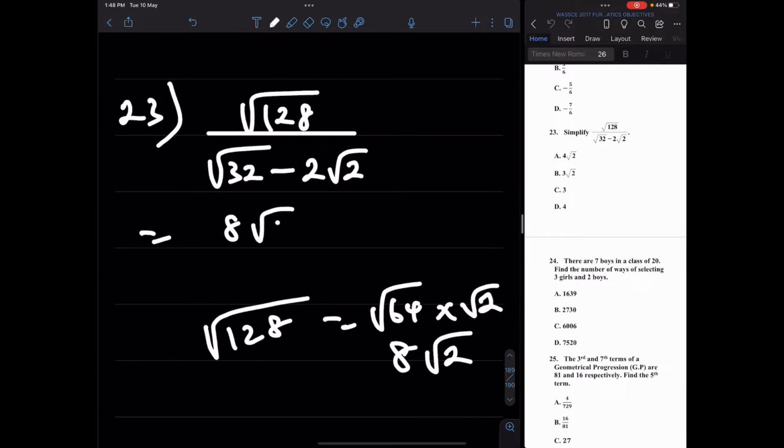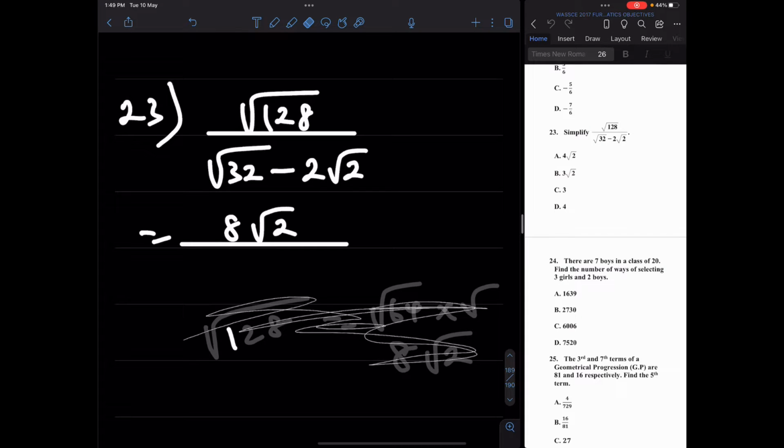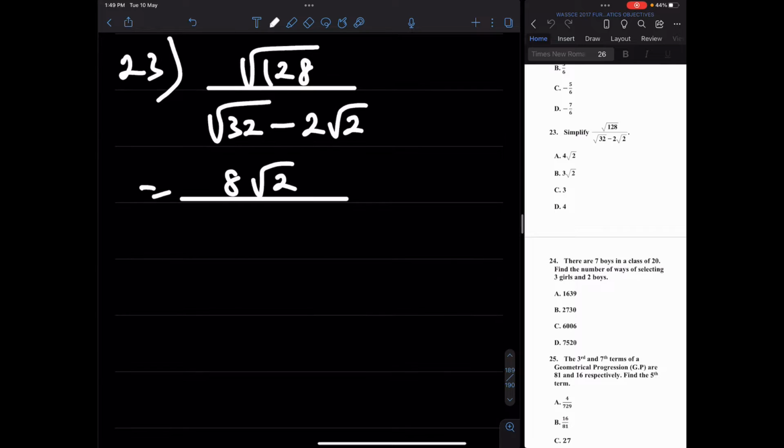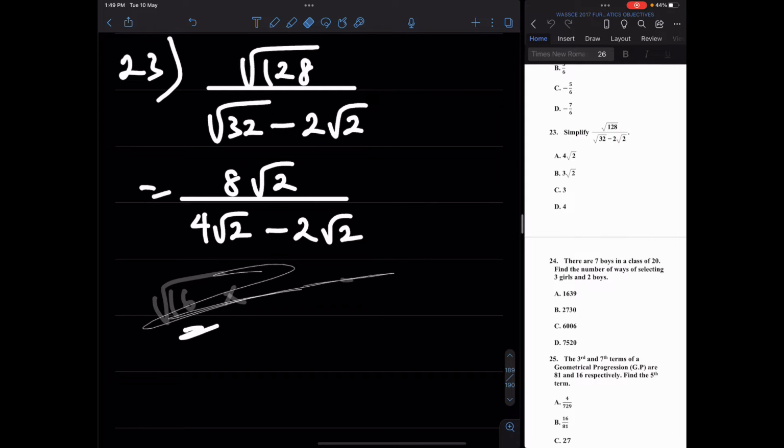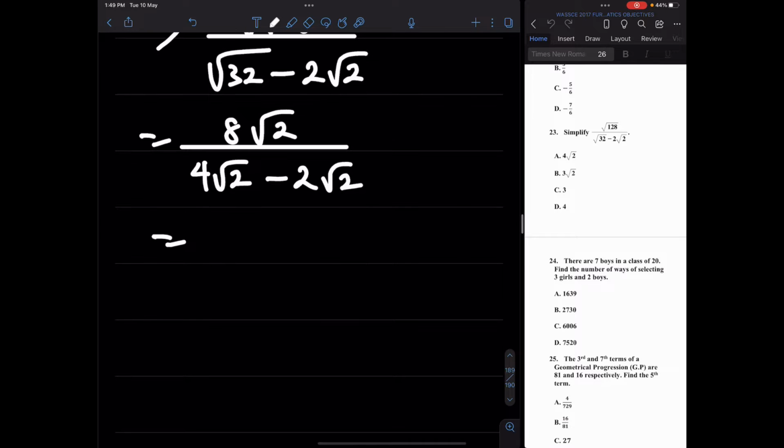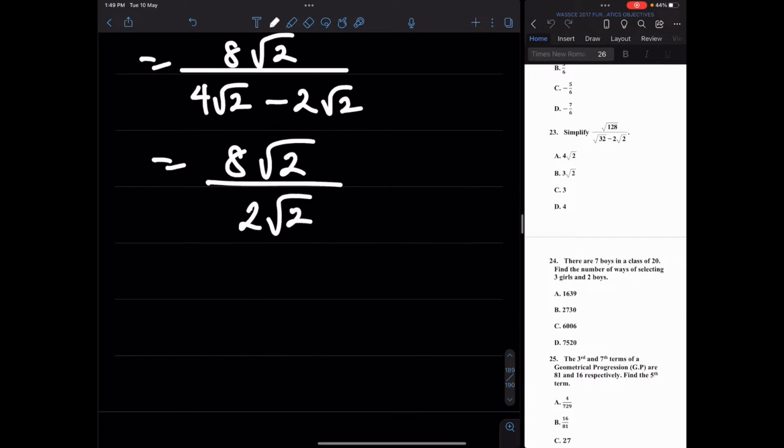So that means 8 root 2 over, now the square root of 32 is the same as the square root of 16 times the square root of 2. Square root of 16 is 4, and that's 4 root 2. So root 32 is the same as 4 root 2 minus 2 root 2, which simply means 8 root 2 all over 4 root 2 minus 2 root 2 is 2 root 2. And that simply means 4.